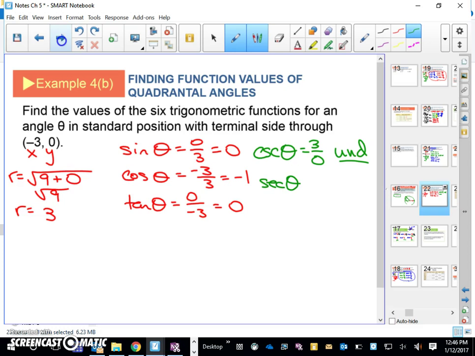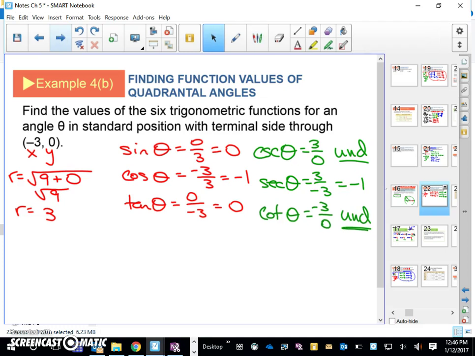Secant theta, the reciprocal of cosine theta. That's 3 over negative 3 is negative 1. And cotangent theta is the reciprocal of tangent theta. That's negative 3 over 0. That is undefined. There are your 6 trig function values for that point, negative 3, 0.